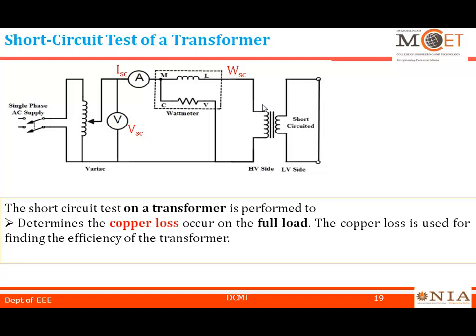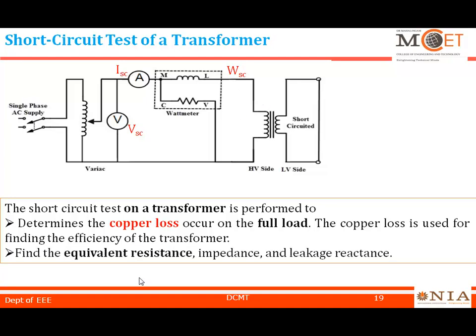WSC is the copper loss. So we find the equivalent resistance, impedance and reactance. From this we are going to find the values of the equivalent resistance, impedance and reactance.